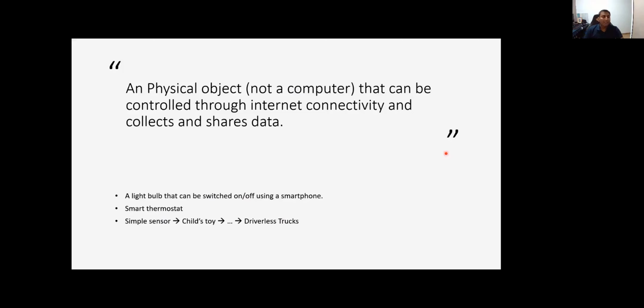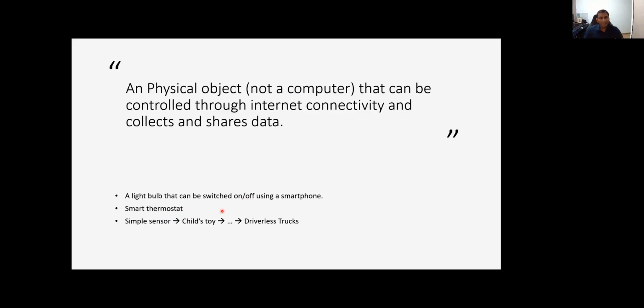This can be a light bulb that can be switched on or off using a smartphone. There are many light bulbs like this in the market nowadays. You have smart thermostats which would look at the temperature and then adjust, or even look at the people in a room and adjust the thermostat accordingly. So if there's no one in the room, it would just turn off the aircon or something like that.